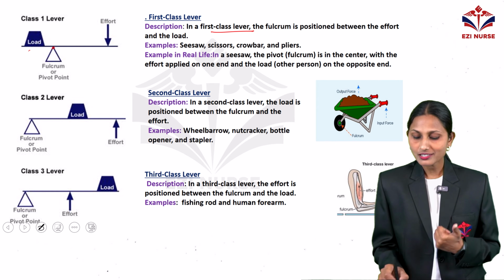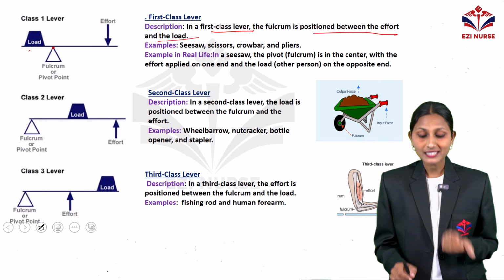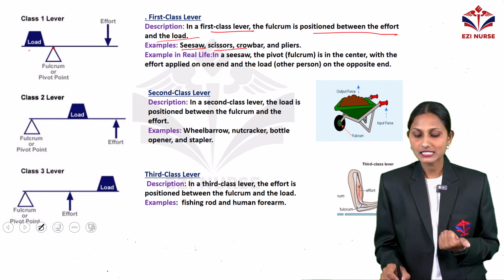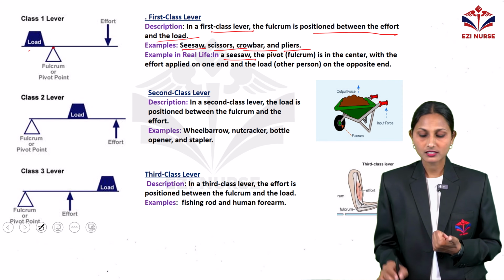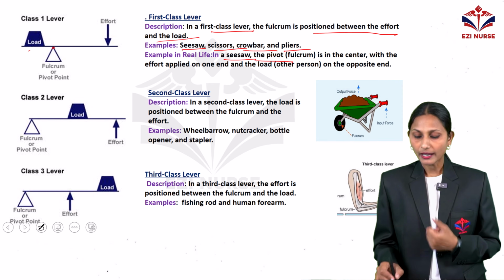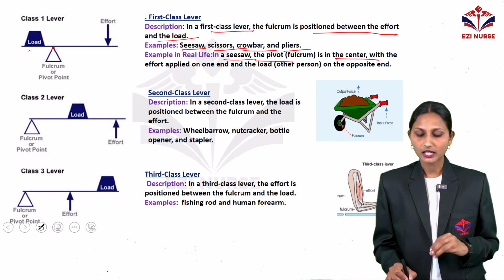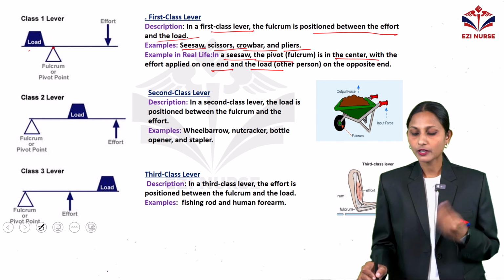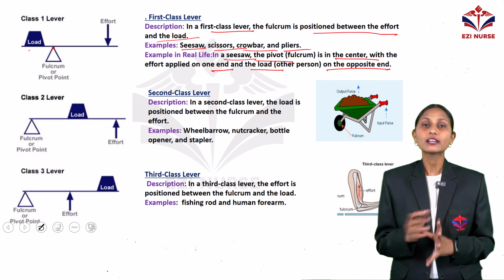In the first class lever, the fulcrum is positioned between the effort and load. Examples of this are a seesaw, scissors, and crowbars. An example in real life is a seesaw. The pivot, that is the fulcrum, is in the center, with the effort applied on one end and the load on the opposite side, that is the other person on the opposite side.